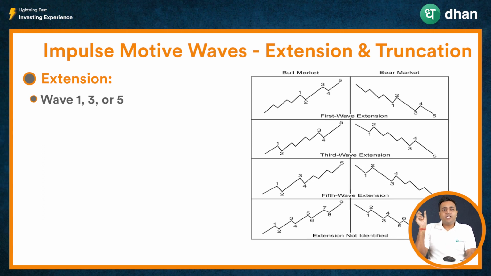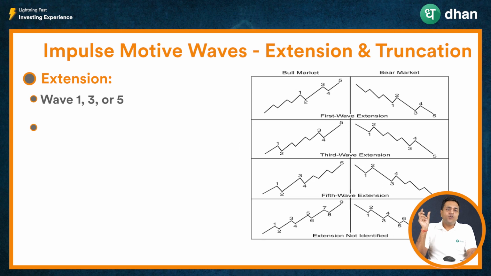The importance of the concept of extension is that normally whenever one wave is extended, it is expected that the remaining 2 waves will typically be of the same length. That is why when a chartist or an Elliottician sees one wave being extended, he or she automatically knows that if wave 3 is extended, then my wave 5 should typically be almost equal to the length of my wave number 1. Similarly, if my wave number 1 is extended, then my wave number 3 and wave number 5 typically should be of the same length.